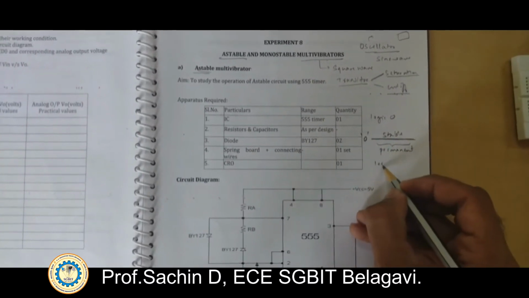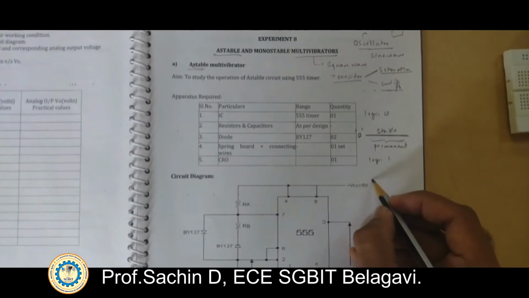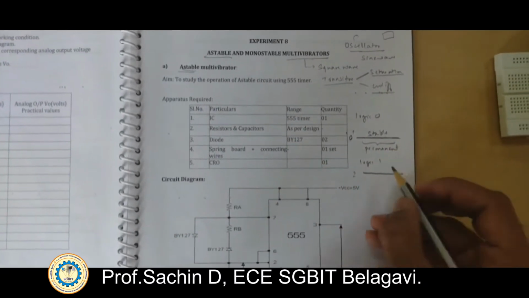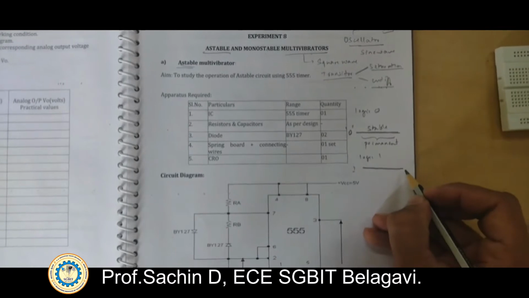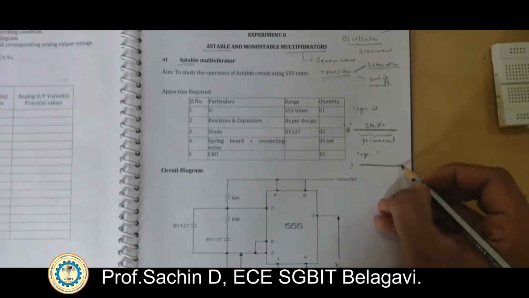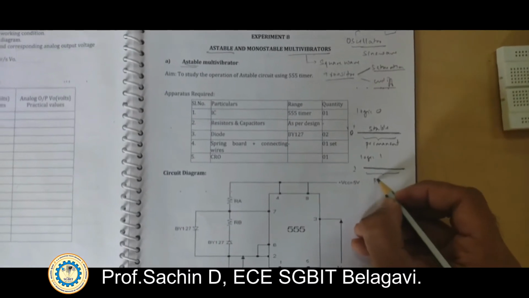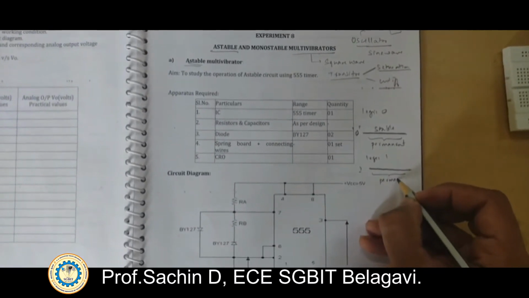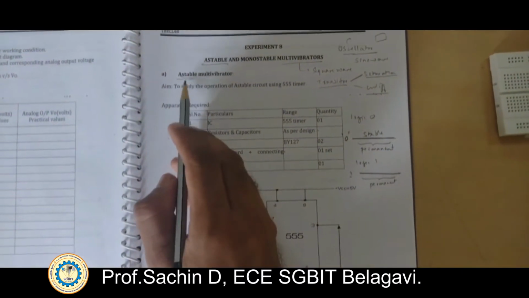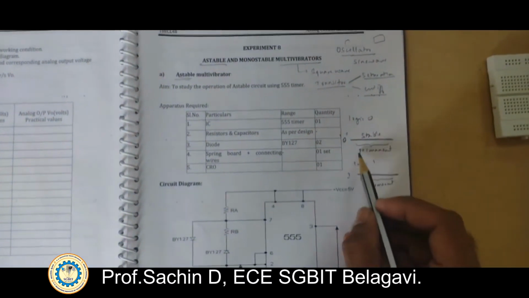Suppose I take logic 1, this is my logic 1 state, the high state. It remains in the high state until and unless a trigger pulse is applied. So this is my permanent state. Stable state is also called a permanent state. So in an astable multivibrator, there is no stable state. No stable state means there are no permanent states.